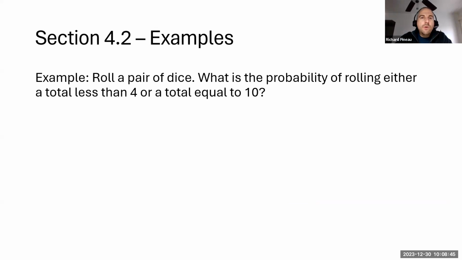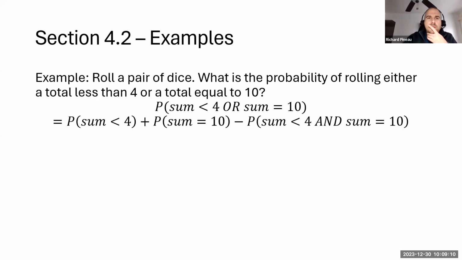All right, next we roll a pair of dice, 6-sided dice, we can assume. We want to know, what is the probability of rolling either a total less than 4, or a total that's equal to 10? I see "or," but I need to understand this. A total less than 4, a total equal to 10. So there it is in words: sum less than 4, sum equal to 10.